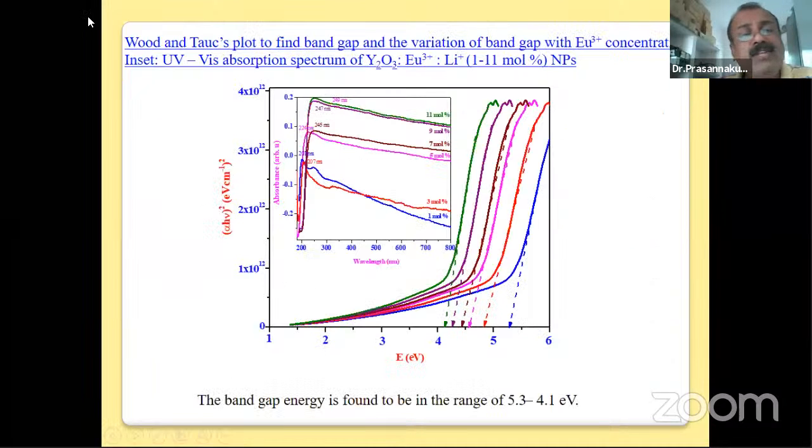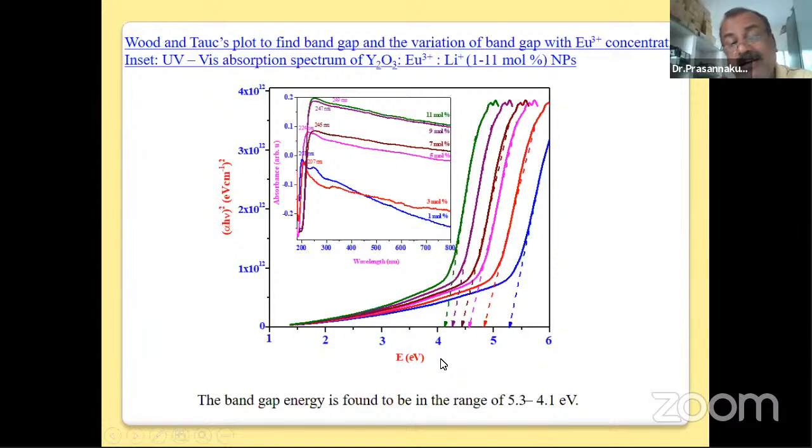Right. This is the Wood-Tauc plot to find the variation of band gap with Eu3+ concentration, from the UV-visible absorption of Y2O3:Eu3+, Li, 1 to 11 mole nanoparticles. The energy gap is found to be 4.2 to 5.4 electron volt. It is 4.1 electron volt to 5.3 electron volt, sorry. The energy band gap is found to be vertical.